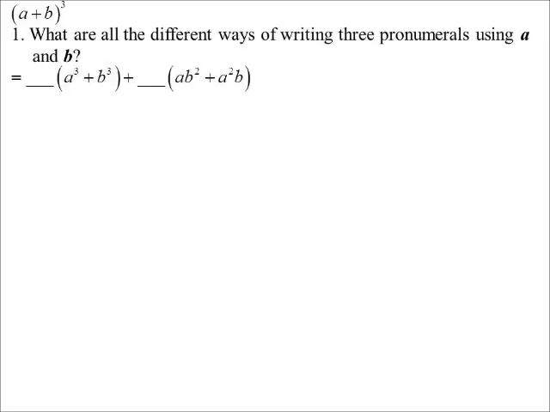So A plus B cubed. We've got to think about it. We've now got 3 sets of parentheses. Each one has A and B in it. We're going to pull out 3 sets of pronumerals. So we could have all of them being the same. So we get A cubed, B cubed.